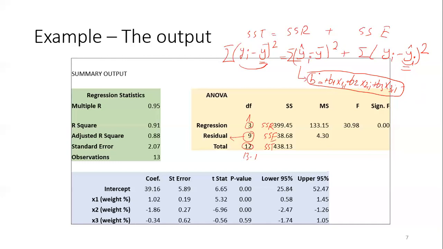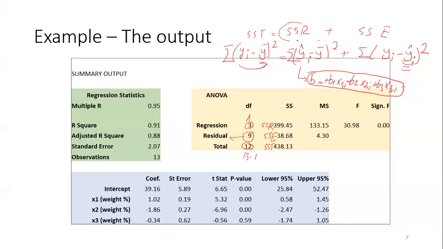This is my SSR, and this is my SSE. And these are the mean squares. So what we do is divide this one by this, and then divide this one by this. This is my observed F, and this is the p-value for it. When you look at this, the ANOVA table looks exactly the same. The only thing is that you have different degrees of freedom.